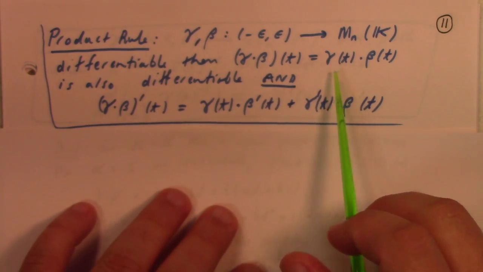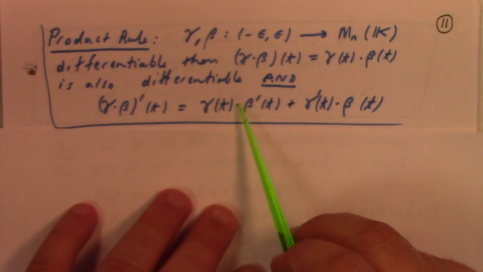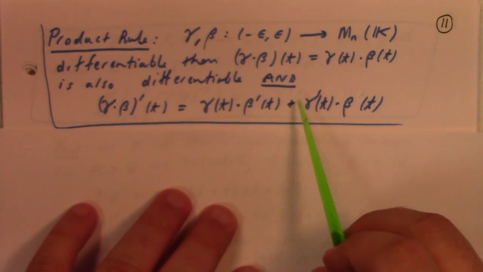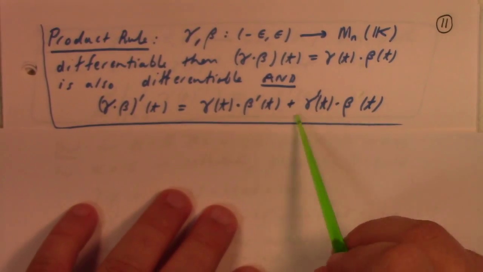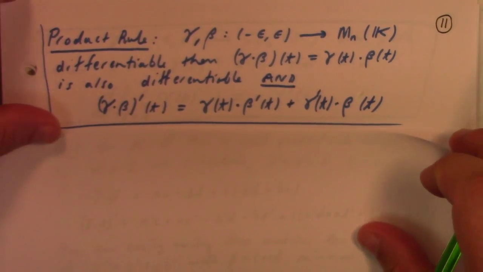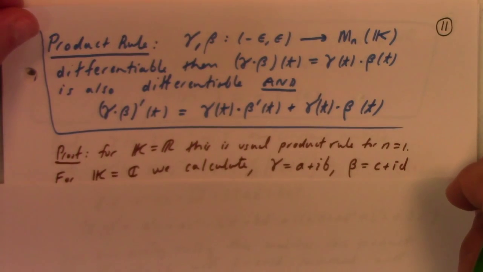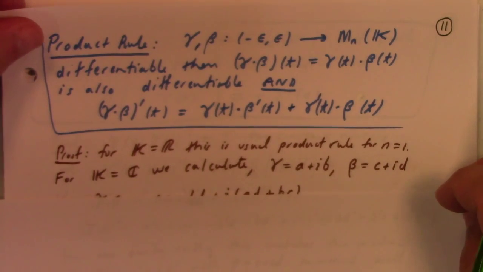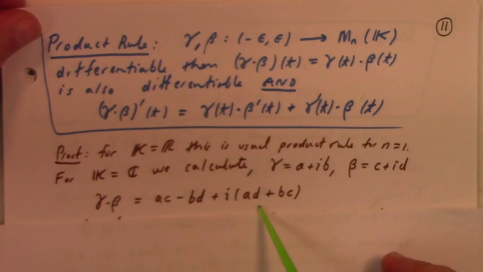So here it is. The derivative of the product is the sum of the first times the derivative of the second plus the derivative of the first times the second. You might write this first and write that second, but addition is commutative, so it's all good. Now, first of all, for k equals R, this is the usual product rule for n equals 1. For k equals C, you can calculate the product of gamma and beta is this.